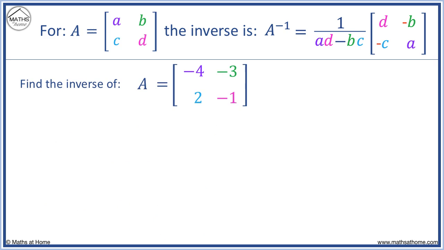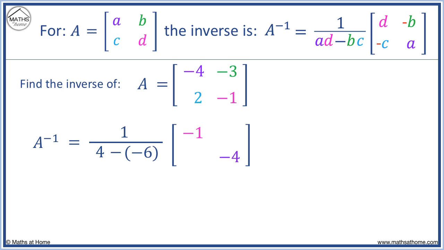Here is another example. We have 1 over -4 times -1 equals +4. We subtract -3 times 2, which equals -6. Inside the matrix, we switch -4 and -1. Now, the values on the other diagonal must change sign.